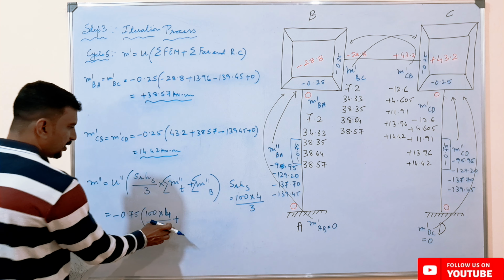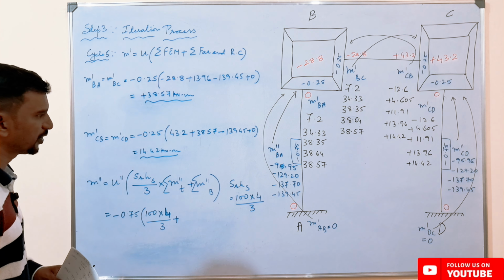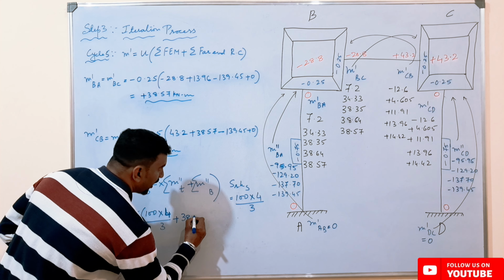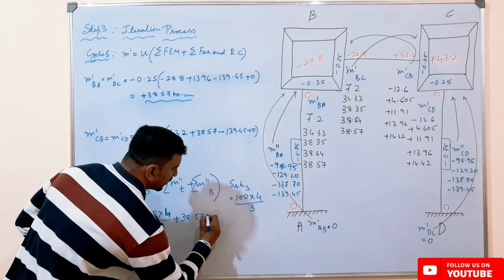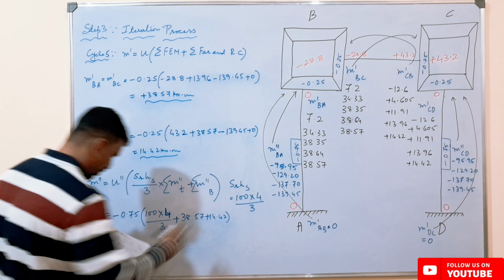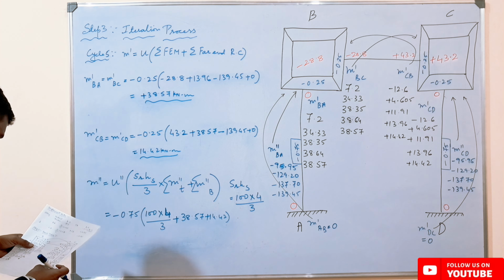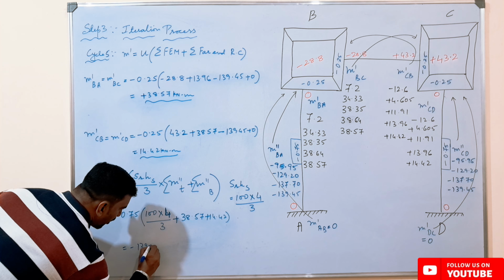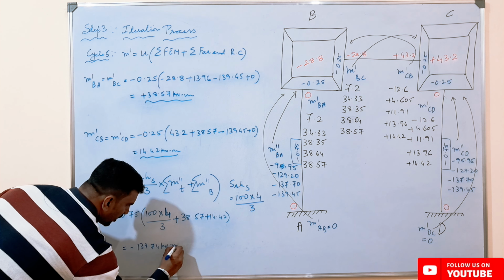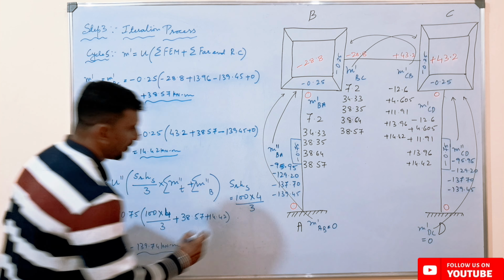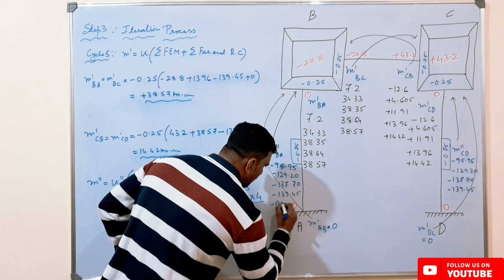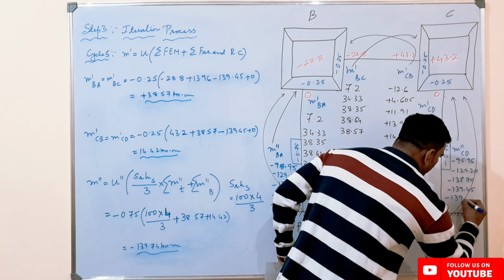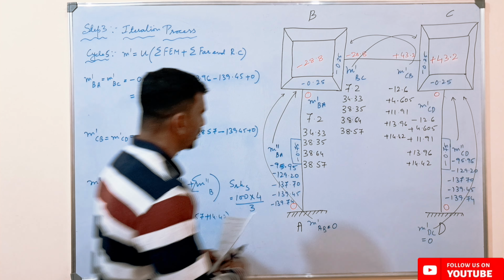And next, if we take the displacement contributions value over here, we have a new value, that is plus 38.57 plus 14.42. We have a value of minus 139.74 kilonewton meters. So this value is minus 139.74, here also minus 139.74.